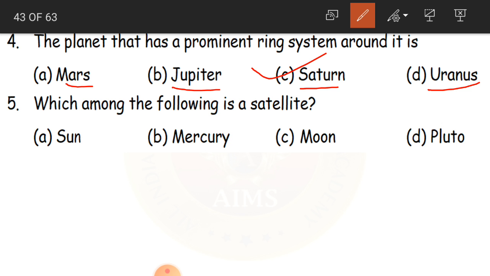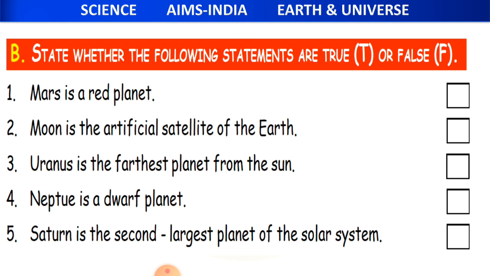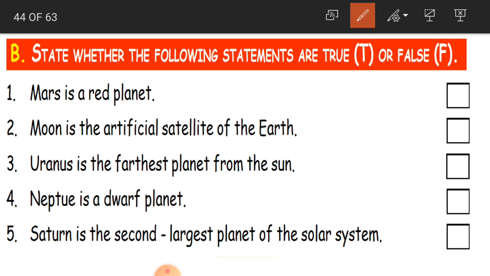Now the fifth one, which among the following is a satellite? Sun, Mercury, Moon or Pluto? So here Moon is the satellite. Clear children? Now second section here, state whether the following statements are true or false. Okay, now the first one is Mars is a red planet. Is it true, children? Yes, it is true.